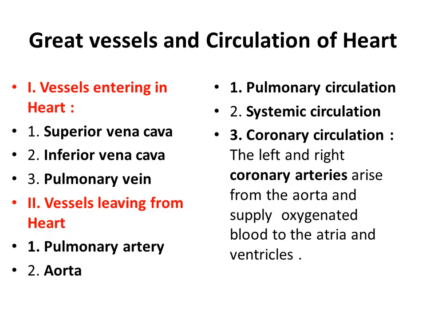The third type is coronary circulation. So the left and right coronary arteries, they arise from the aorta and they supply oxygenated blood to the atria and ventricles.